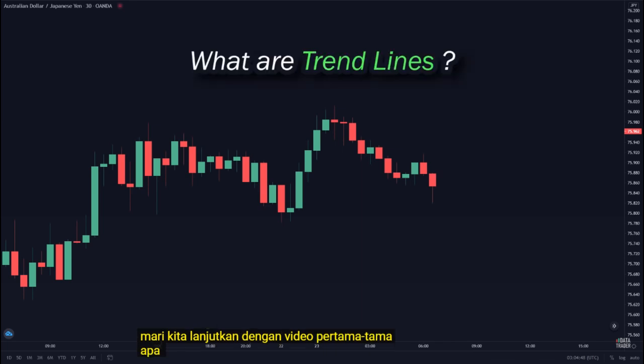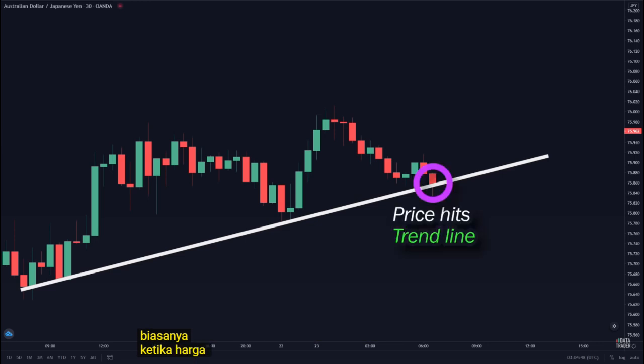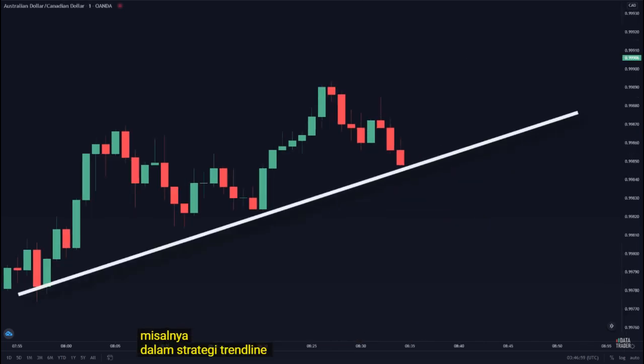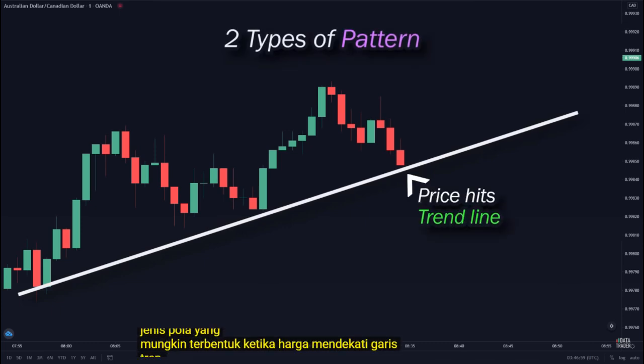First of all, what are trend lines? Trend lines are simply key levels that are formed in a trending market. And the reason we draw them is because usually when the price approaches these key levels, it can offer you multiple high win rate trade opportunities. For example, in a trendline strategy, there are two types of patterns that may form when price approaches a trendline.